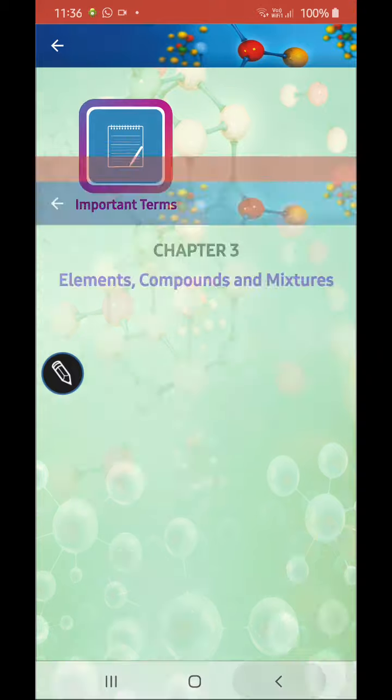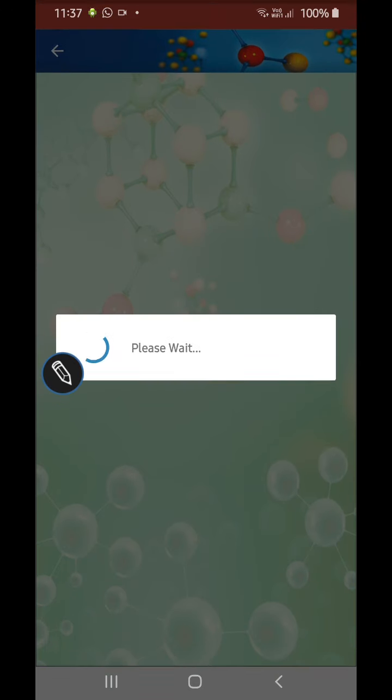Next we go to terms to know. At a glance.